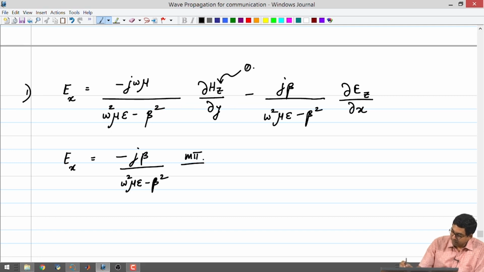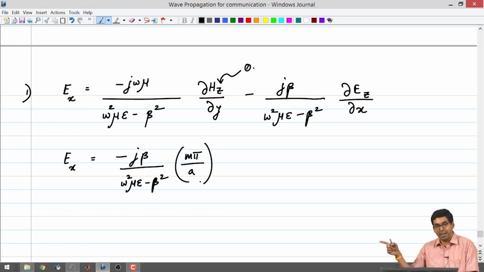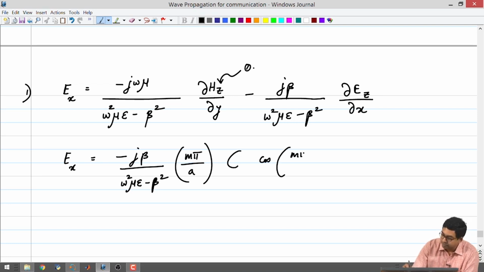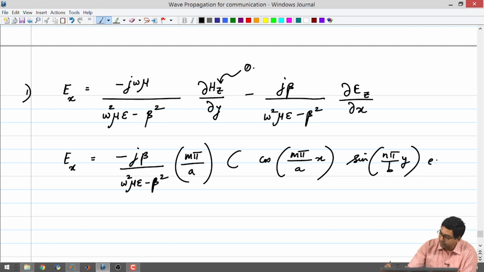Because you take a derivative with respect to x, you get m pi by a, because you had sine of m pi by a multiplied by x. So, m pi by a, and then you will have some cosine coming into the picture, with m pi by a into x. With respect to y, there is no term that changes anything, so you will have the same n pi by b multiplied with y, and it will also be travelling in the z direction. So, you could in theory find out all the other components using the curl equations.